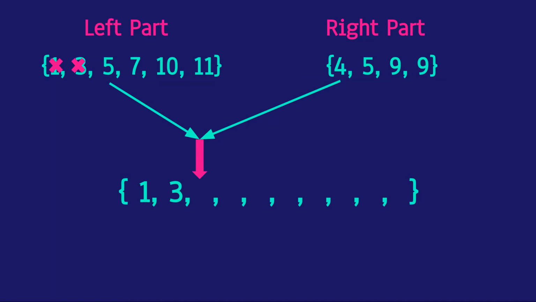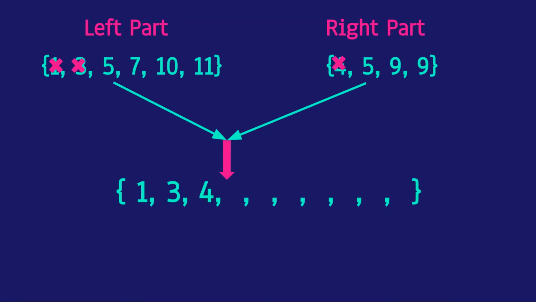Who wins among 4 and 5? 4 wins, right? So now, since we chose 4, we move the pointer in the right array by one cell ahead, one element ahead. Okay, so we cross out 4. Now we compare 5 and 5.